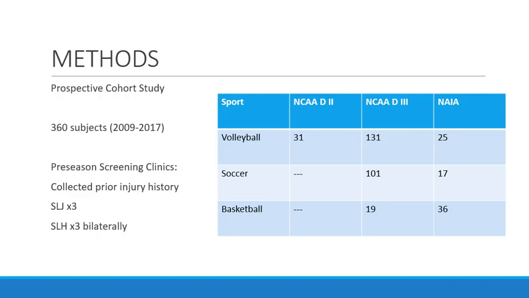Well, this study was a prospective cohort study. We recruited 360 subjects between the years of 2009 and 2017 to participate in preseason screening clinics in which we collected prior injury history, and we had them perform 3 standing long jumps and 3 single leg hops bilaterally. Those mean scores were then used for subsequent statistical analysis to determine risk.